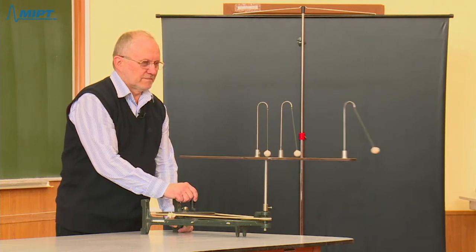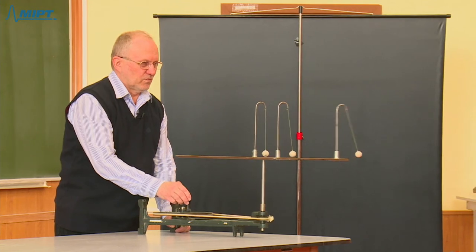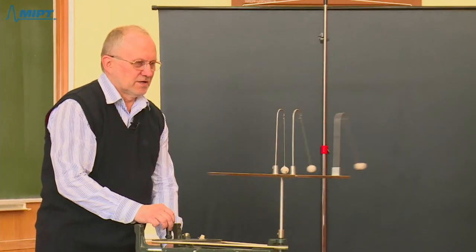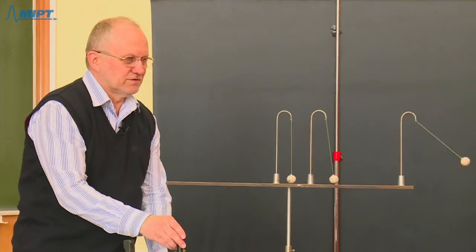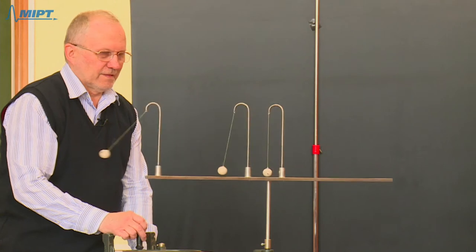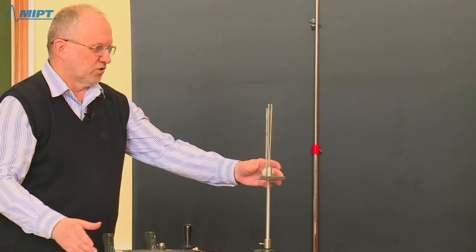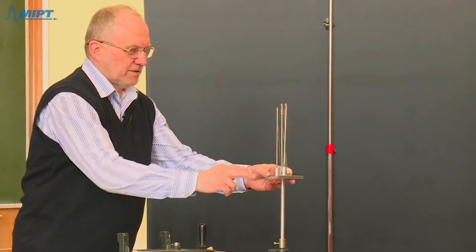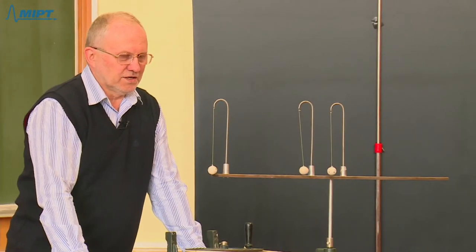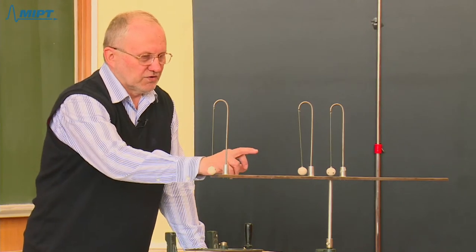If we rotate this object, then we may notice that the central ball remains hanging vertically. It's not deflected. And the other two balls are deflected. And the largest deflection is observed for the ball which is at the largest distance from the axis of rotation.